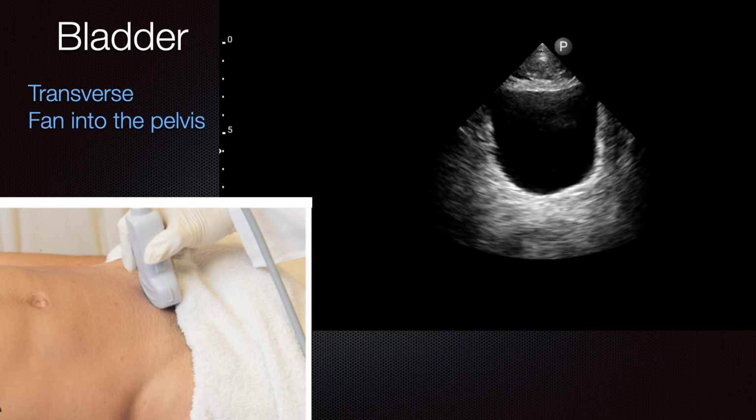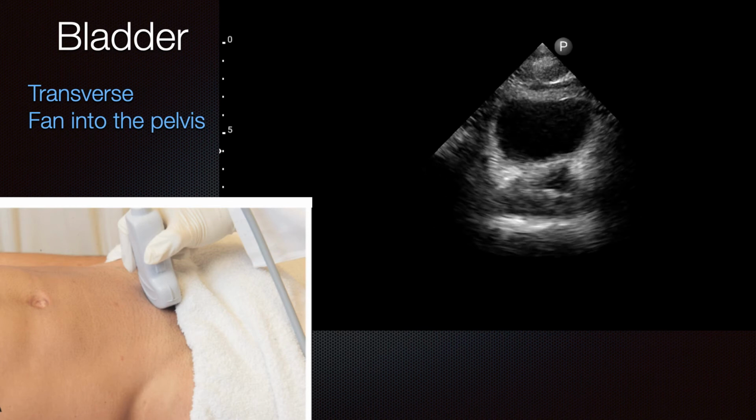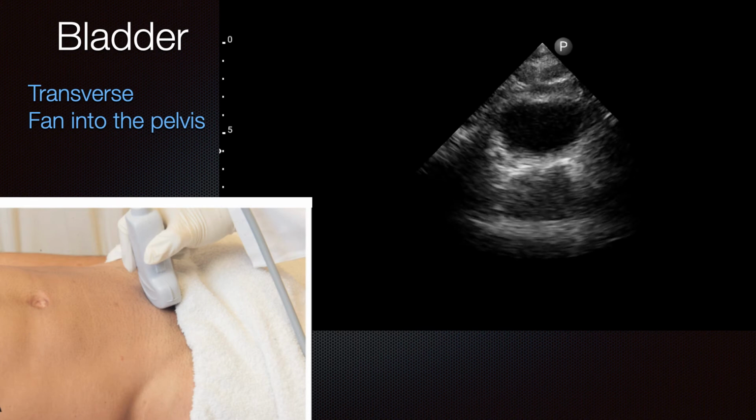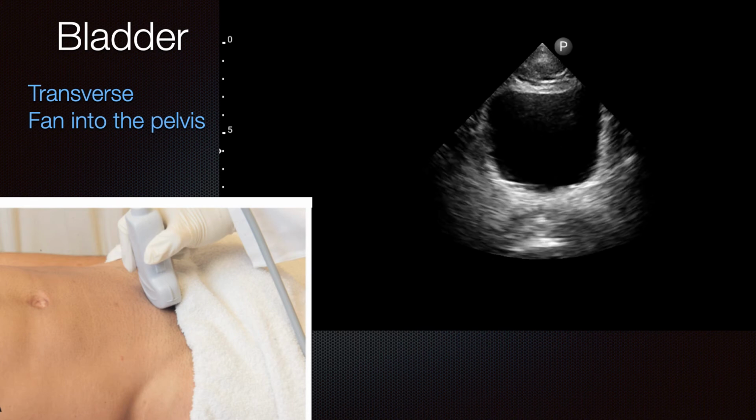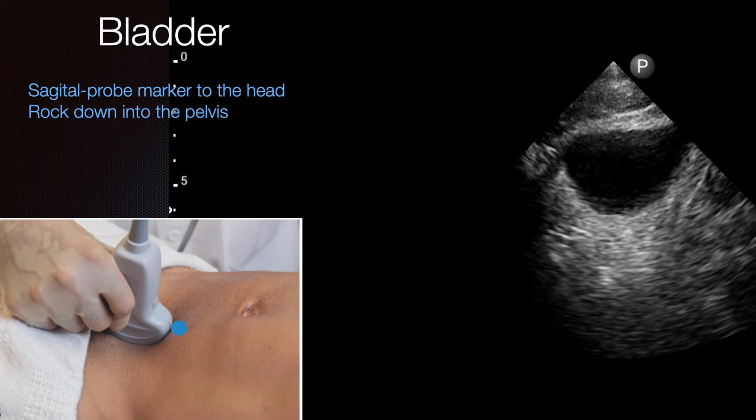We're not using a curvilinear probe here, so we're missing that wide footprint that would be ideal, but we can see most all of the bladder here and just fanning through it. And then once you get that view, you could turn on to the sagittal with the probe marker facing the patient's head. And then what we want you to do at that point is just, again, rock down to make sure you get the full view of this.